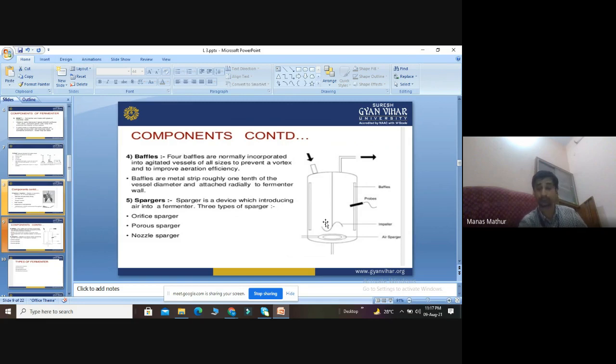Impellers, we told you, rotate so that they can do the proper mixing. Spargers are of three types: orifice sparger, porous sparger, and nozzle sparger.